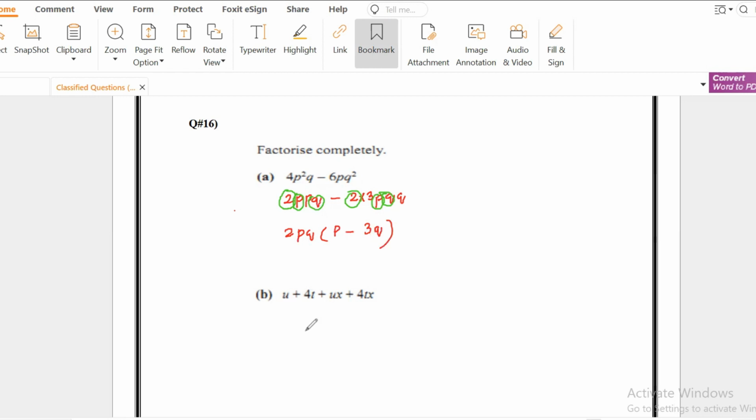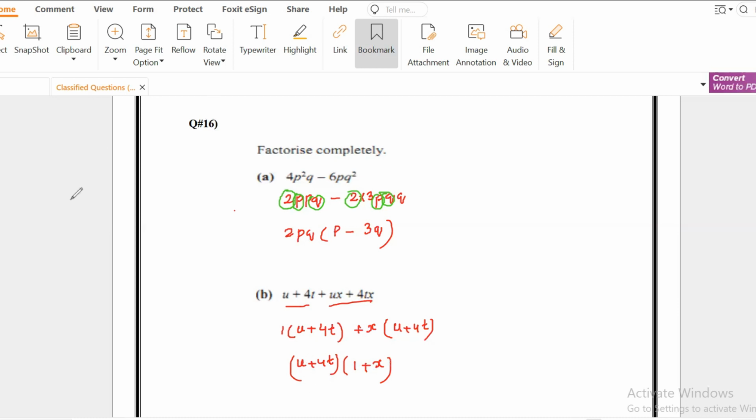Next one, this is group factorization. We will divide into parts. So in the first part, I have nothing common, so 1 bracket open u plus 4t, or we can shuffle also, but let me see if it is possible or not. So here we have x common, so if we take x common, u plus 4t, yes, it's possible. So now in this whole expression, we have u plus 4t common, so it means we have left inside the bracket 1 plus x.